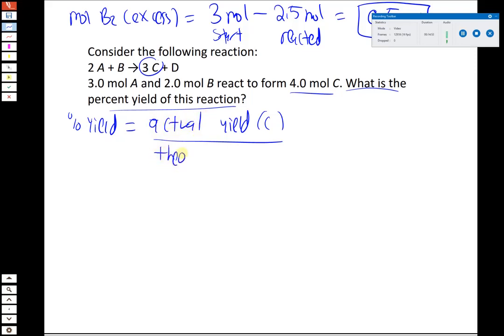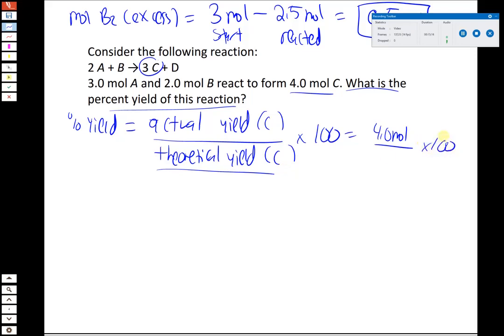Actual yield divided by theoretical yield times 100. And we're given the actual yield. We're forming 4 moles of C, so that's our actual yield. And we have to figure out what the theoretical yield is and then multiply the ratio by 100. So we're going to find out what the theoretical yield is to be able to get the percent yield at the end. So theoretical yield, again, is determined by the moles of limiting reactant.